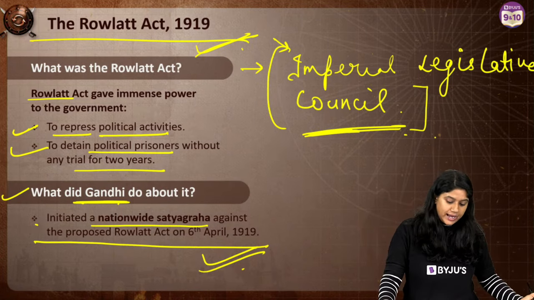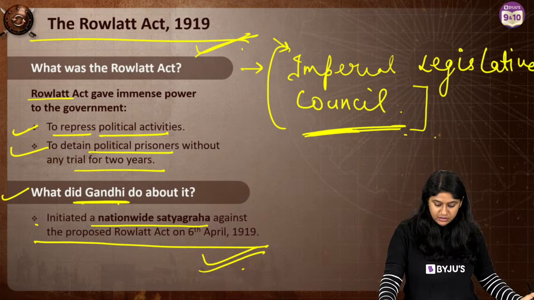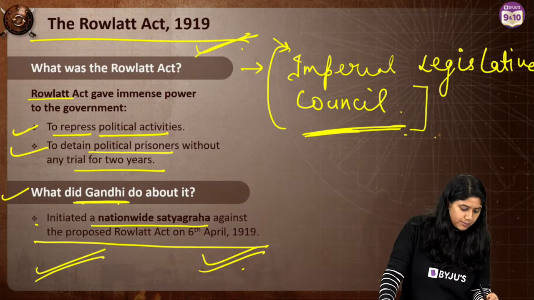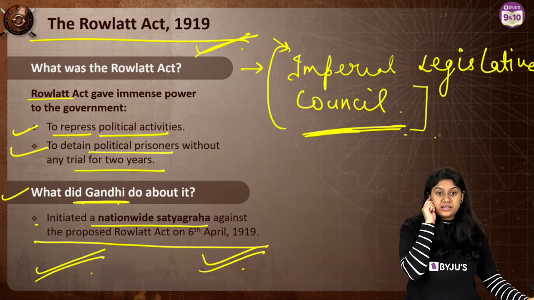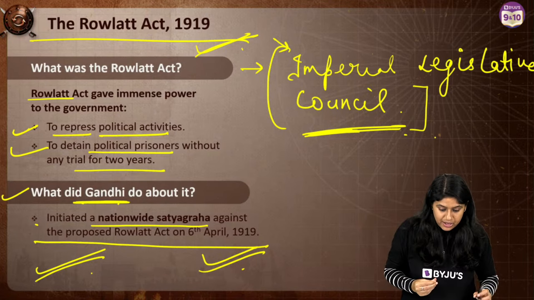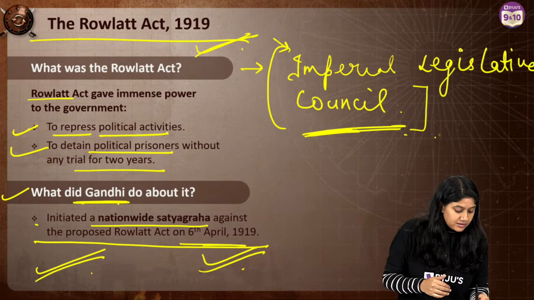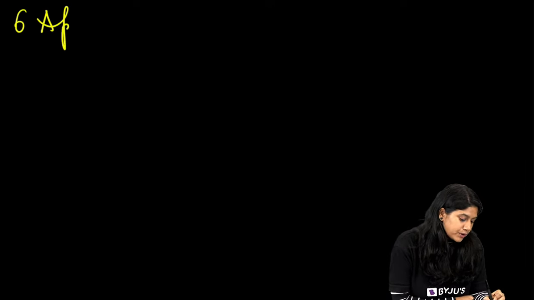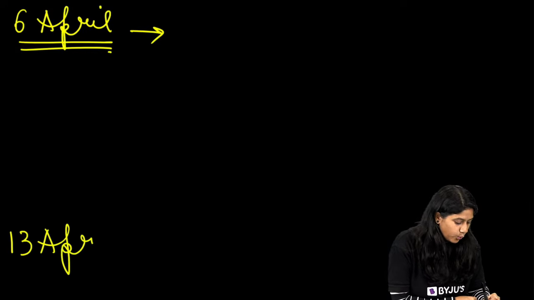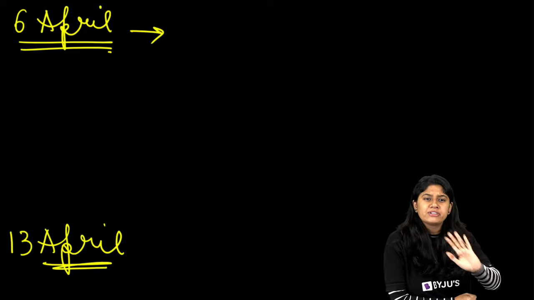So after this act was passed, Gandhiji came up with an amazing idea of the nationwide satyagraha to unite people all together. Now, let's see what were the aftermaths of it. This is happening on 6th of April. Everyone, please listen to me carefully. What happened from 6th to 13th of April is something that we will be discussing now in a very short span of time.